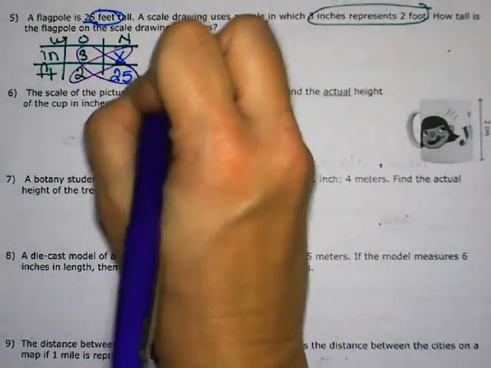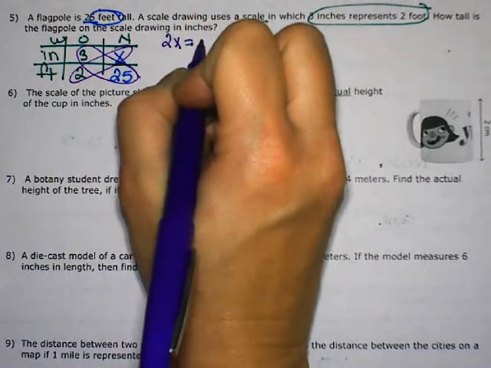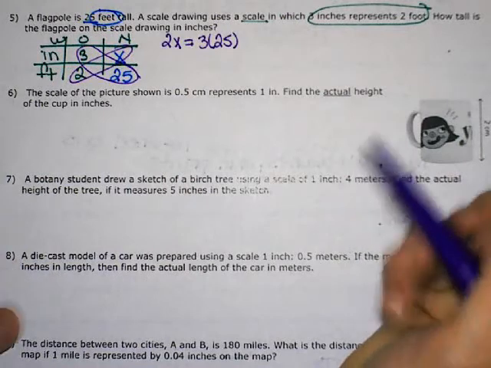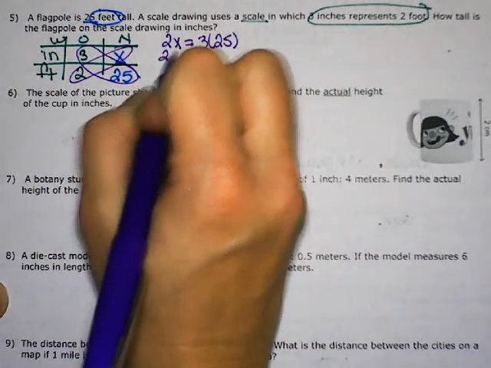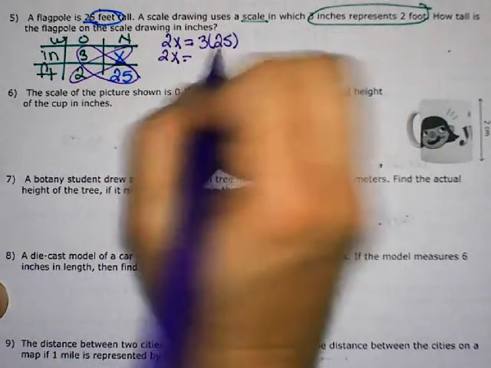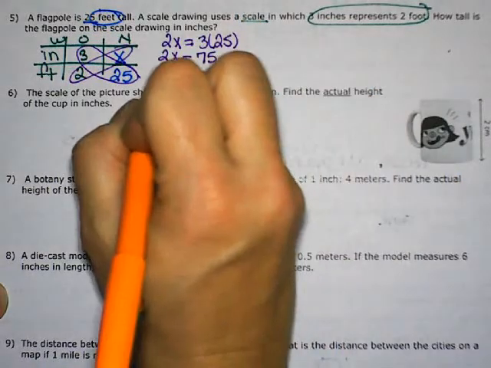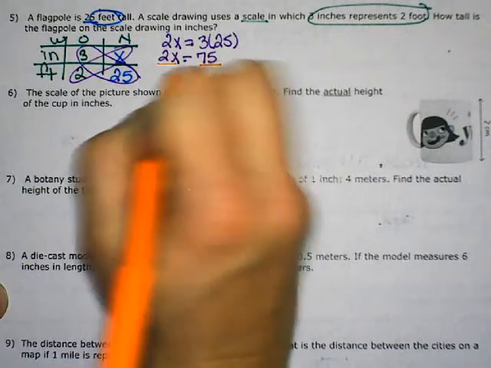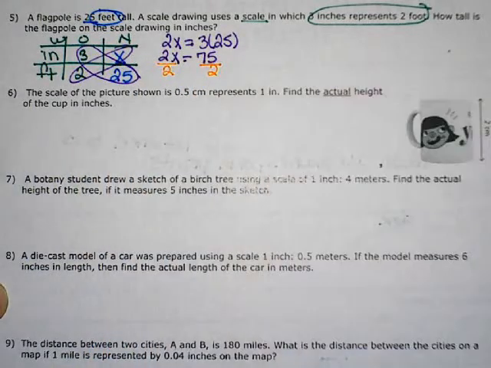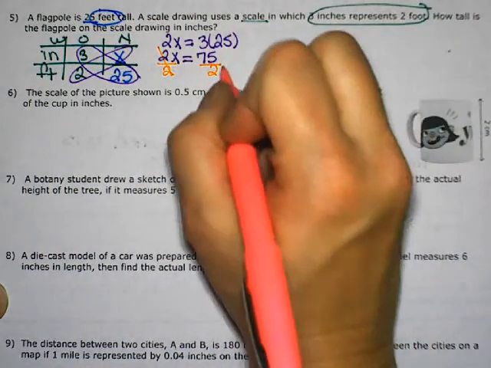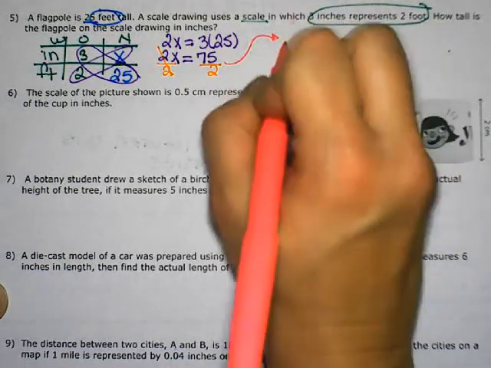Cross multiply. 2 times x equals 3 times 25. Solve this step by step. 2 times x equals 3 times 25, which is 75. We know we need to divide both sides of the equation by the coefficient. And I'm going to come over here and divide 75 by 2.